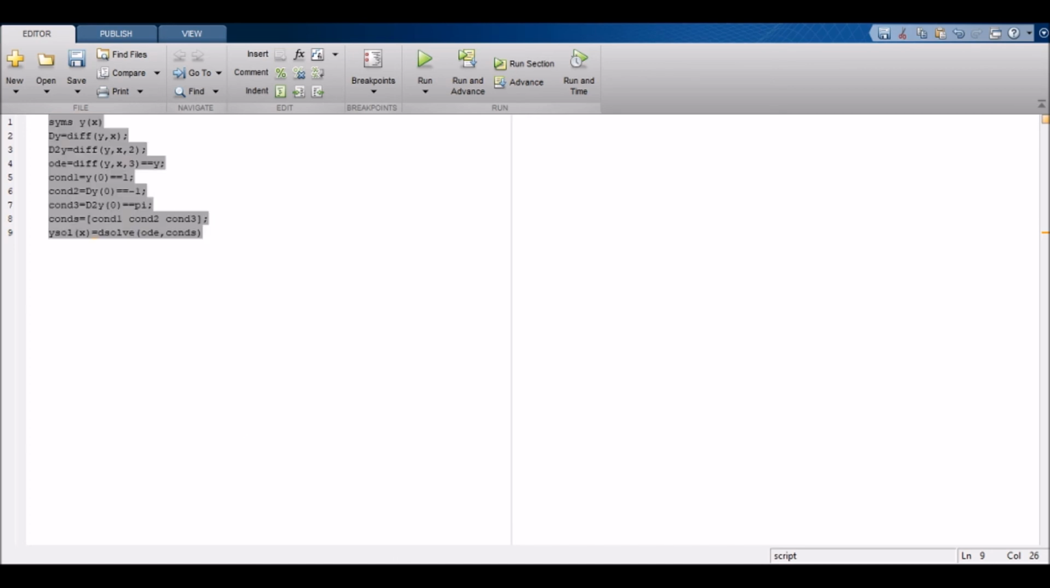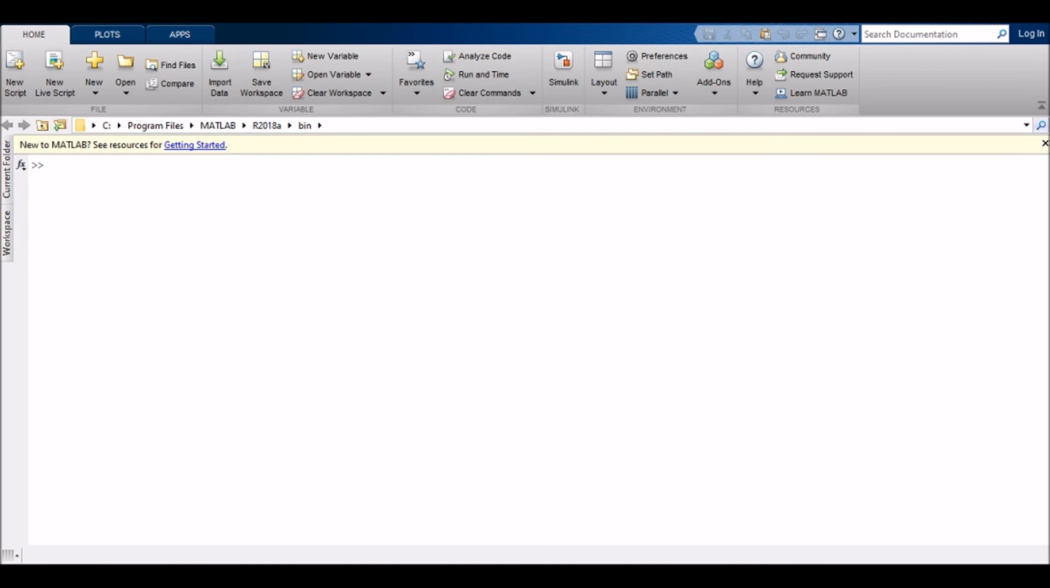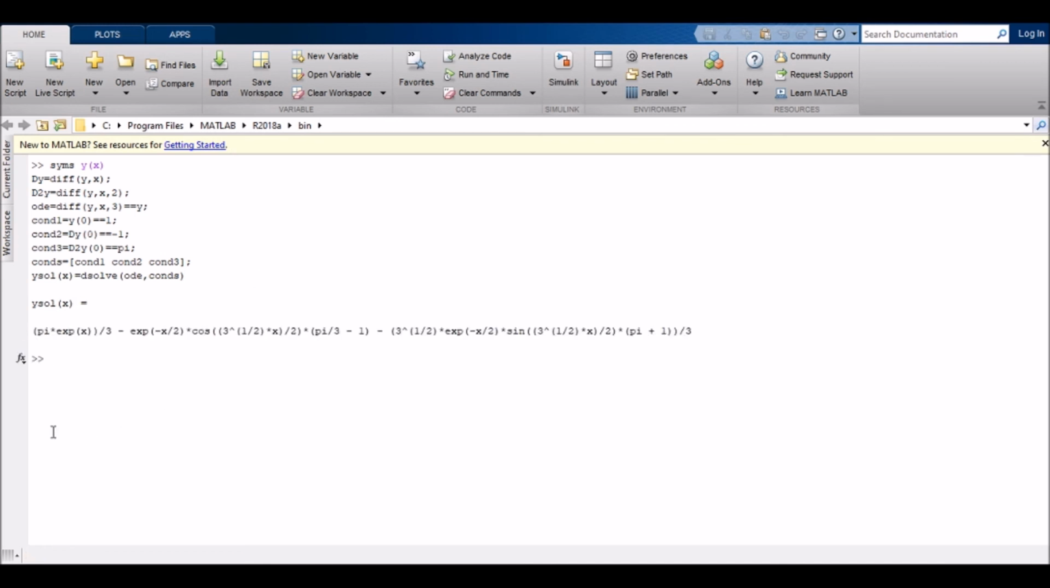Now we run this program in the command window. Therefore, we get the solution this. In this way, we solve the higher order differential equation with three conditions.